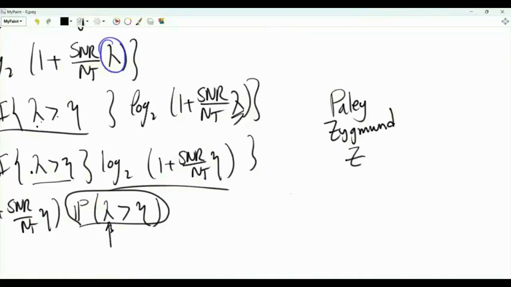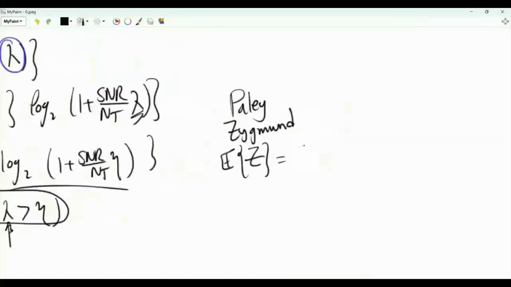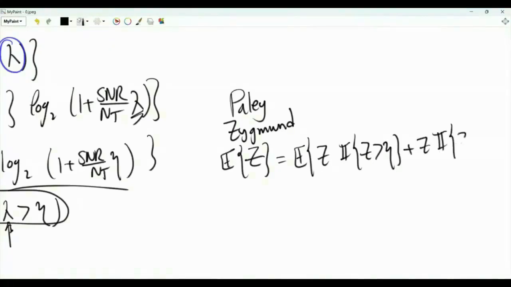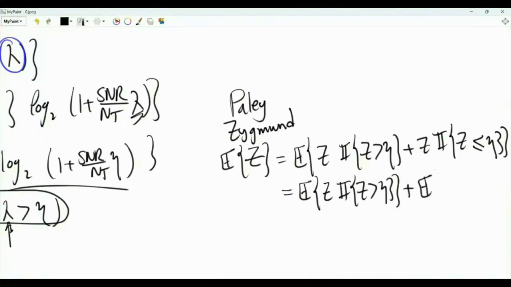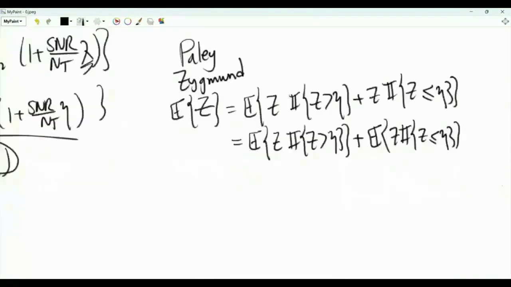Suppose that you have a positive random variable Z. Let's take the expectation of Z, the first moment of Z. This is the expectation of Z, and then I can insert here an indicator that Z is greater than eta, plus Z times the indicator that Z is less than or equal to eta. By the linearity of expectation, this is the expectation of Z indicator Z greater than eta, plus the expectation of Z indicator that Z is less than or equal to eta. Let's focus on this term first.